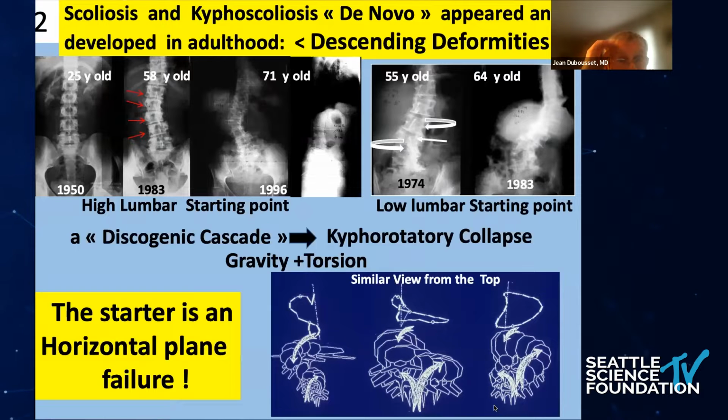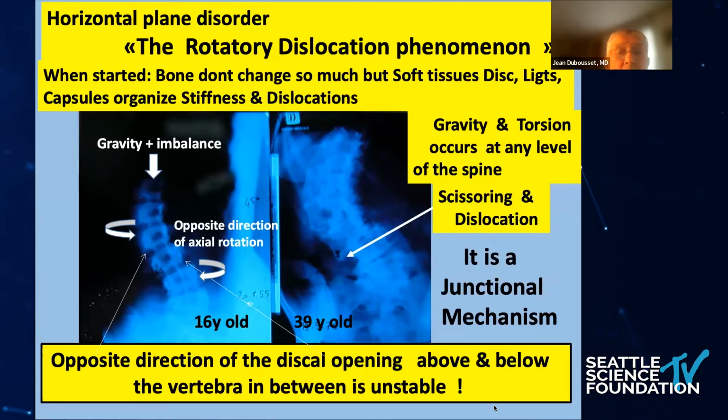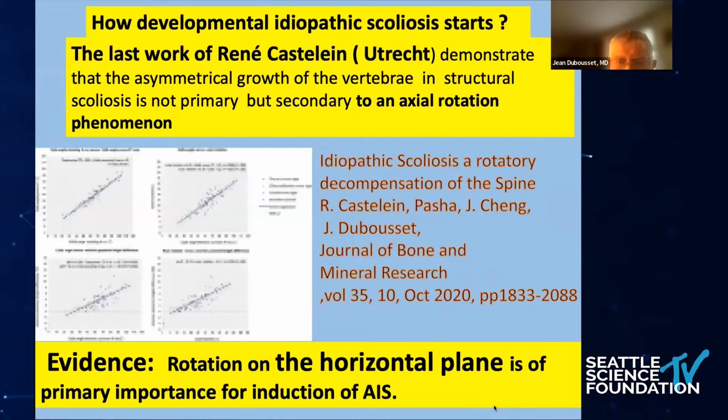So the second type of scoliosis is the one that appears in adulthood, the kyphorotatory collapse, and the starter is still on the horizontal plane. And you see how it is producing this. When you see the rotatory dislocation phenomenon, look very well on the left. You have the widening in the opposite direction of this space above and below the unstable vertebra. That is the junctional mechanism, and you see that this scoliosis happened between 16 and 39 years old. You see the dislocation, the junctional. It is a horizontal plane deformity.